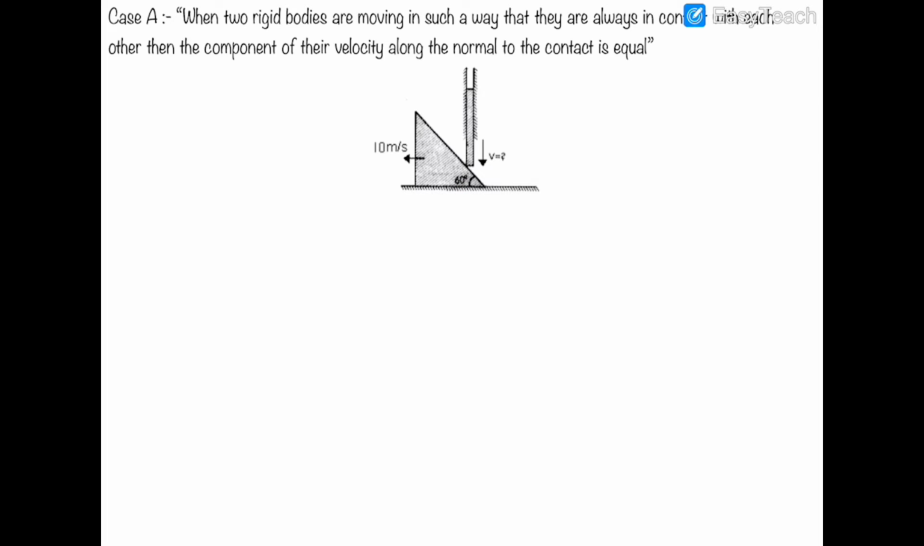Now we have to find out the velocity of the rod, and again I'm reminding you the fact that when two rigid bodies are moving in such a way that they are always in contact with each other, then the component of their velocity along the normal to the contact will be equal. So what were the three steps which we were following to solve these kinds of problems? So first step is the identification of the directions of the velocity, which we have identified already, or it is given in the problem itself.